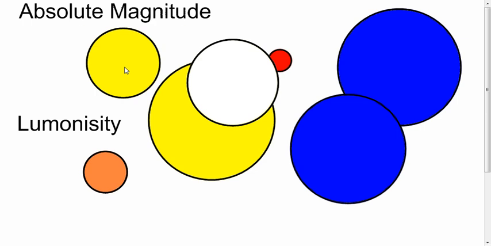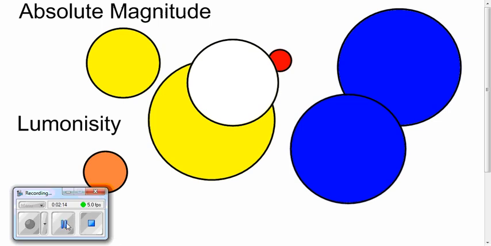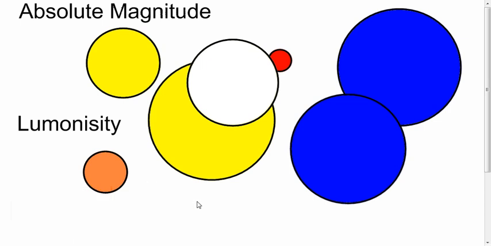Now, a way to discern between stars is to talk about their absolute magnitude and their luminosity. And these are both descriptions of how bright the stars are.